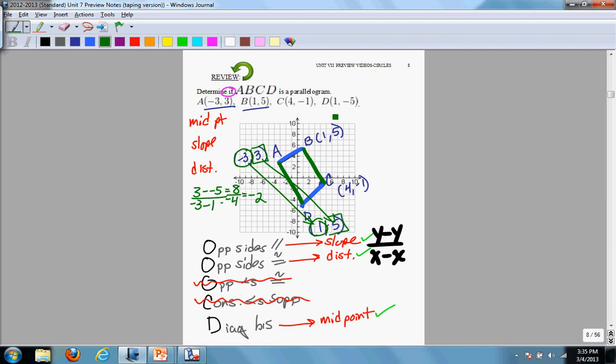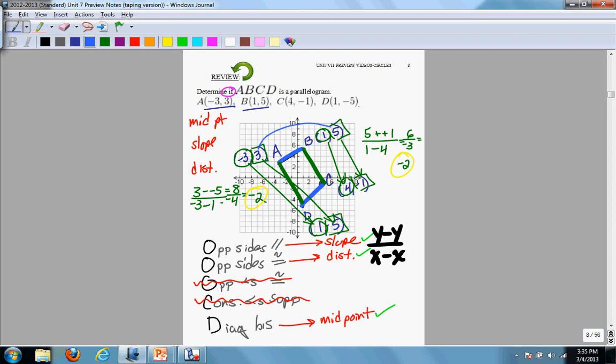Let's try this side over here. Box your y's, subtract: we're going to get 5 minus negative 1 over, circle your x's, subtract: 1 minus 4. This ends up being 6 over negative 3, which is negative 2. Okay, so far, the green sides are parallel. Let's check the blue sides.